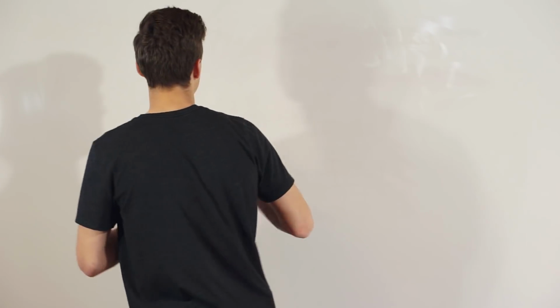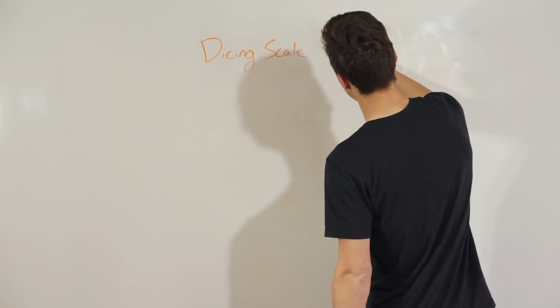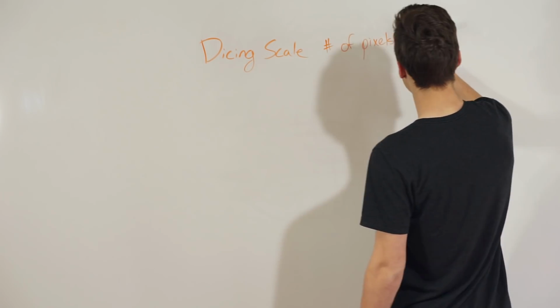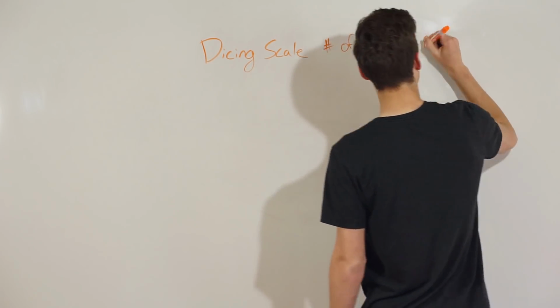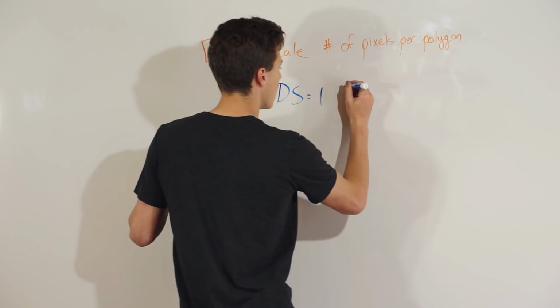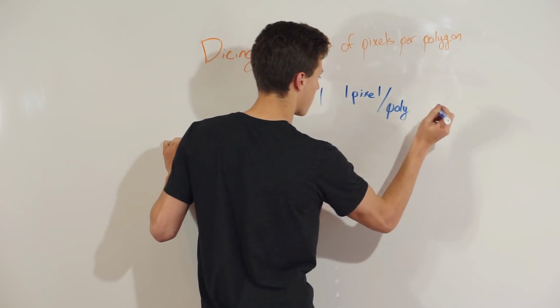So basically what adaptive subdivision does is it takes your resolution that you're rendering and it divides the pixels into the amount of polygons that you would need in your scene. Right? So it has this factor called dicing scale. And dicing scale is basically just another way to say number of pixels per polygon. So a dicing scale of 1 will yield 1 pixel per polygon, right? So 1 pixel per polygon.